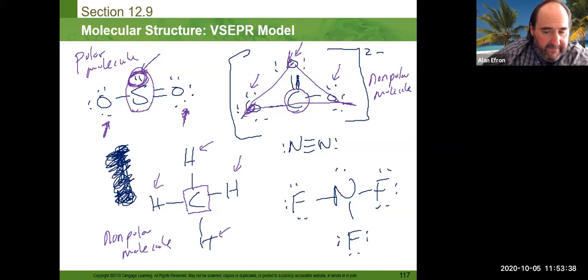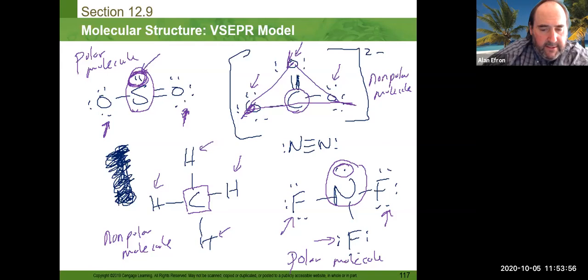Here at NF3, I would look at the central atom. I see dots. I see everybody on the outside is the same. That is an unsymmetrical geometry, which should give me a polar molecule.